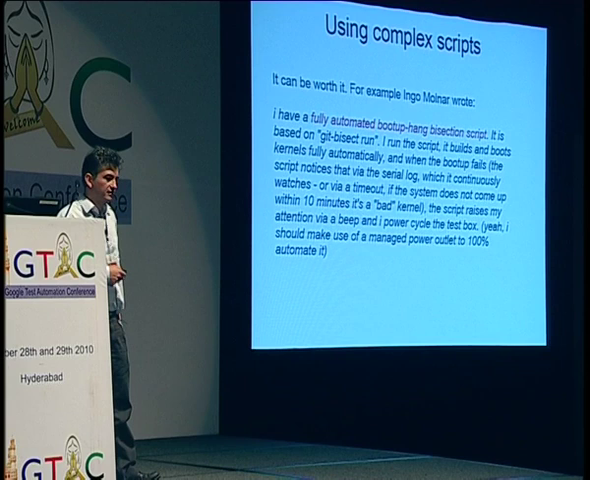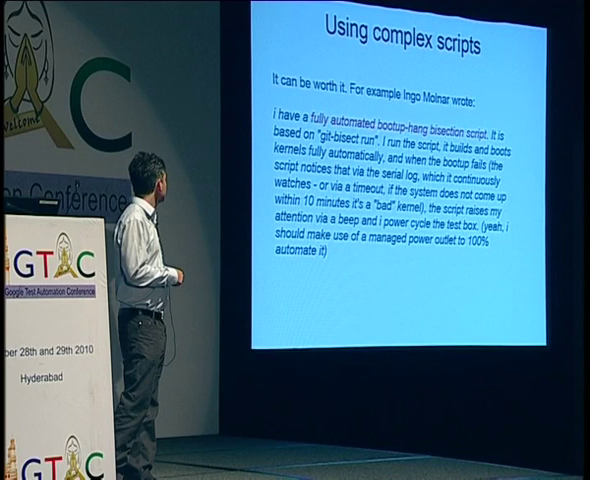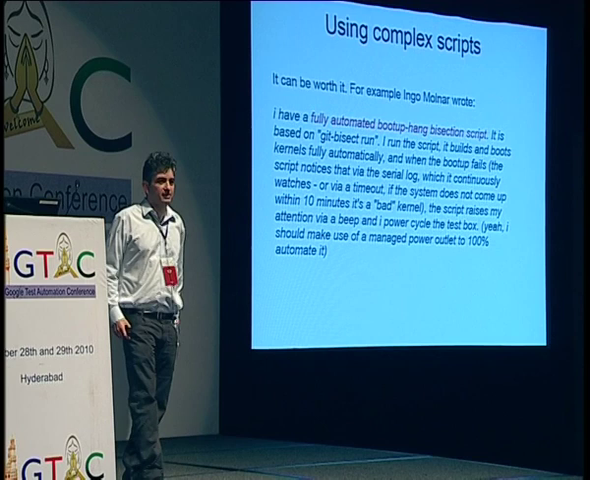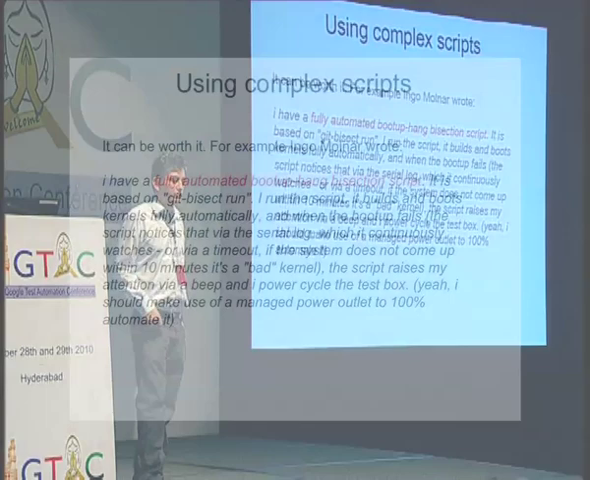So again, a few words from Ingo Molnar. And so he says he has a fully automated bisection script based on Git bisect run. And he uses it fully automatically. It builds and then boots up a new kernel fully automatically.